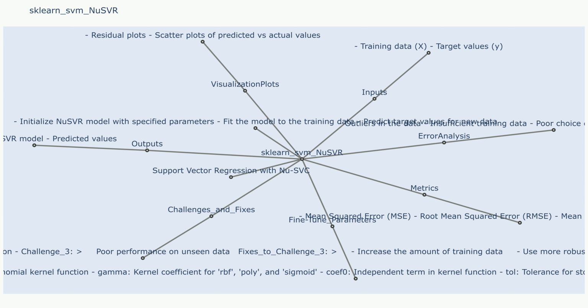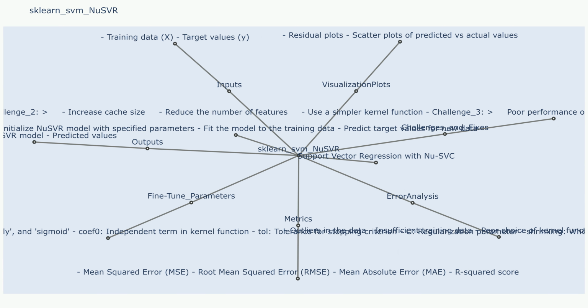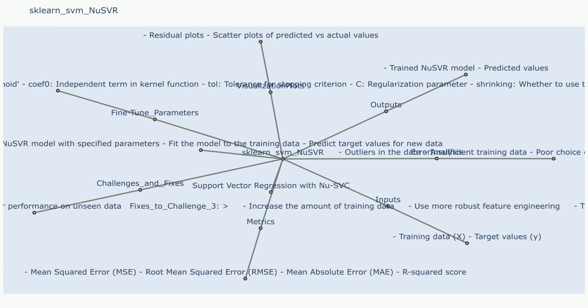NuSVR works by finding a hyperplane or a set of hyperplanes in higher dimensions that best fits the data points while minimizing the error. It controls the number of support vectors, the data points that influence the decision boundary, through the nu parameter, which directly influences the model's complexity and ability to generalize to unseen data.